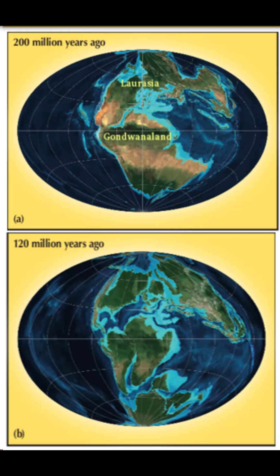It existed way back, but started breaking up around the beginning of the Mesozoic era. And the breakup wasn't all at once. It happened in roughly 3 main stages. First, about 175 million years ago, it split into Laurasia in the north and Gondwana in the south.